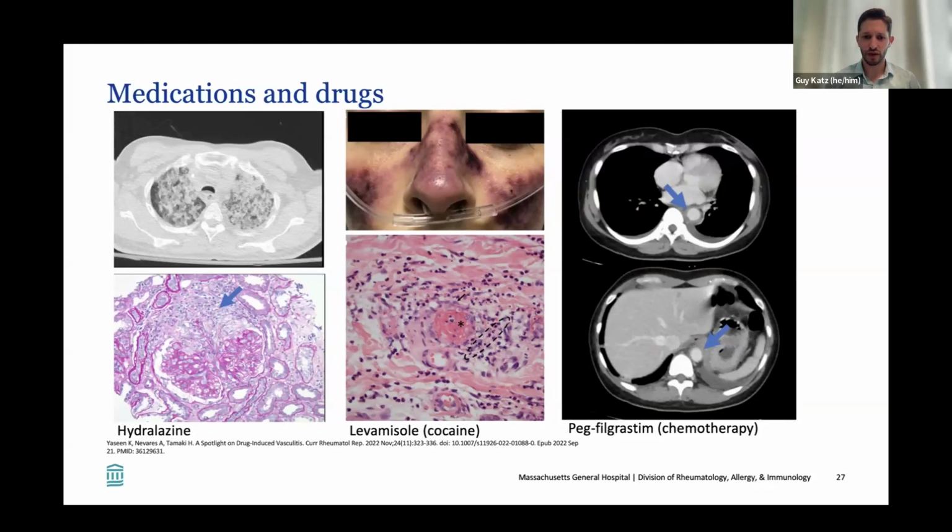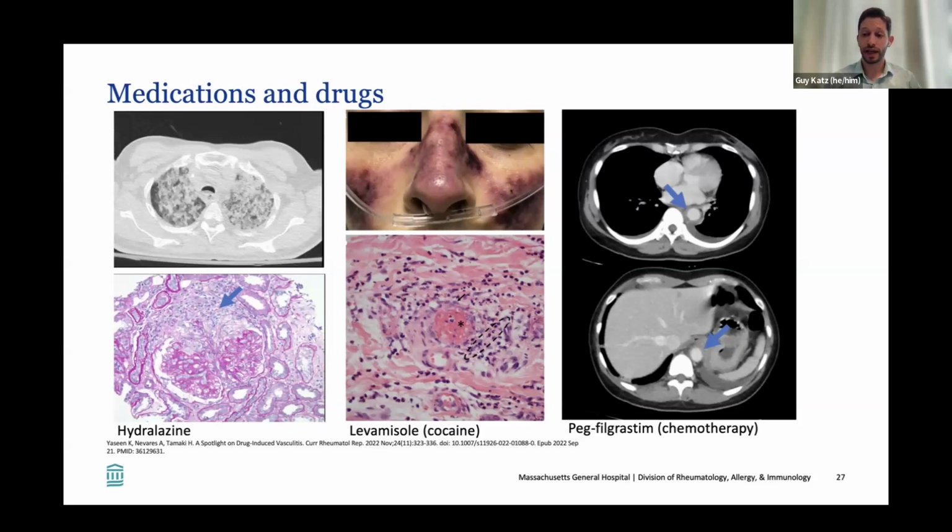In the middle is a drug called levamisole, which is really not a drug that we use in humans. It's a veterinary drug that's used for parasitic infections, but it's often something that cocaine is laced with. And so individuals who use cocaine are at increased risk for this type of vasculitis that looks very similar to ANCA-associated vasculitis.